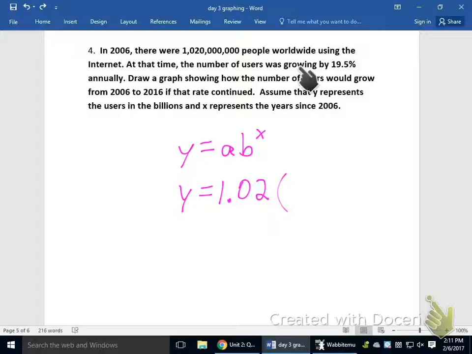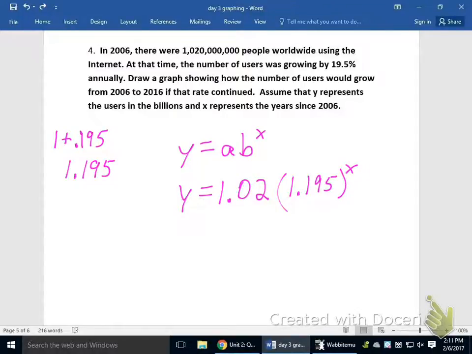All right, times my growth factor. Now, I know it's a growth factor because they told me it was growing. Since it's a growth factor, 1 would be 100%, so I'm actually going to add 0.195 because it's growing by 19.5%. So I'm going to kick that in there. This is now my growth factor, 1.195, raised to the x power.